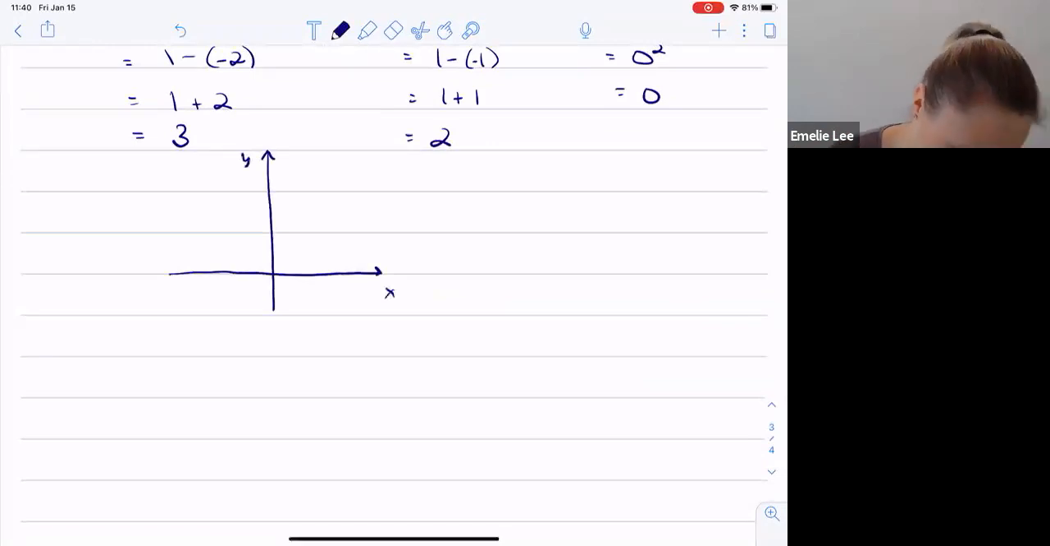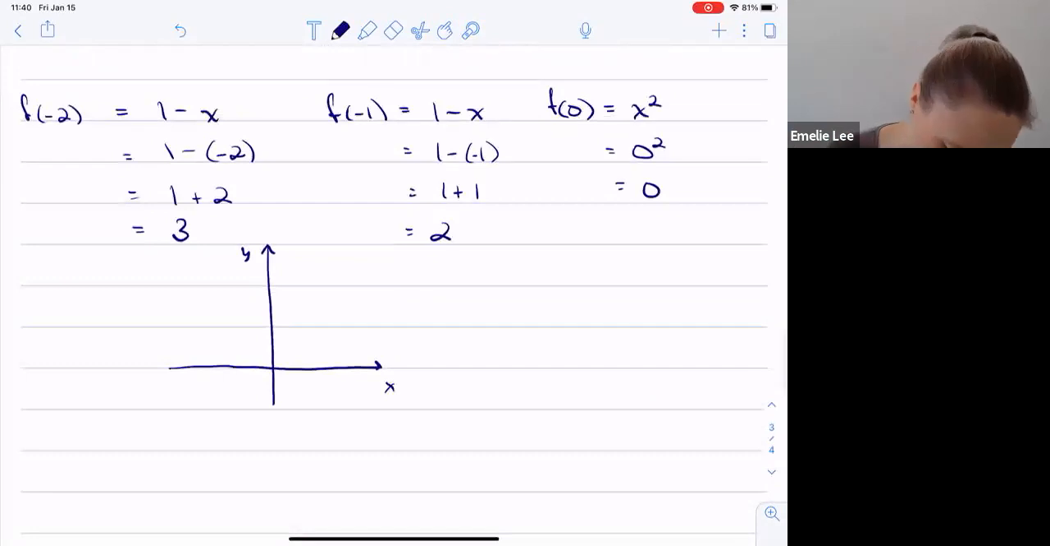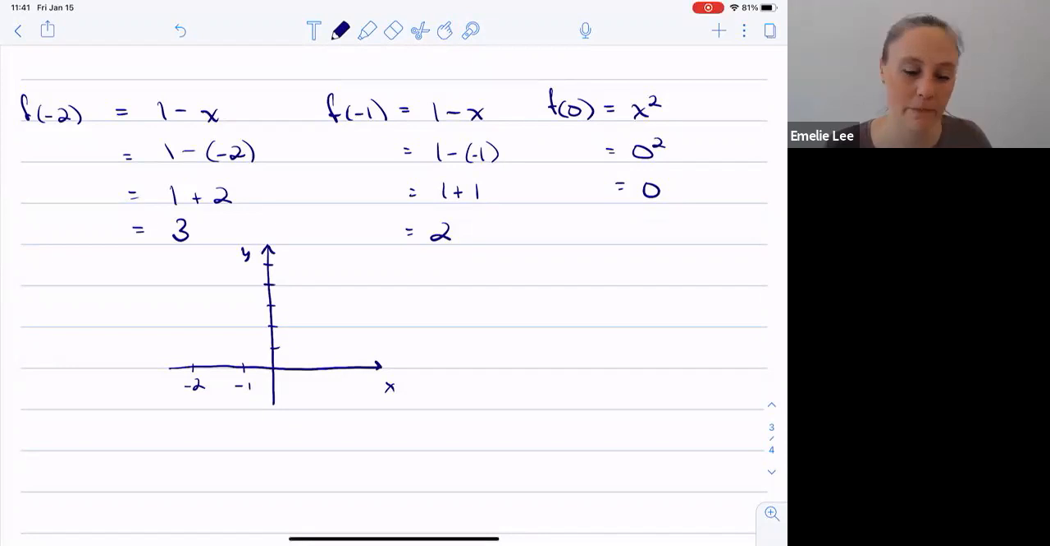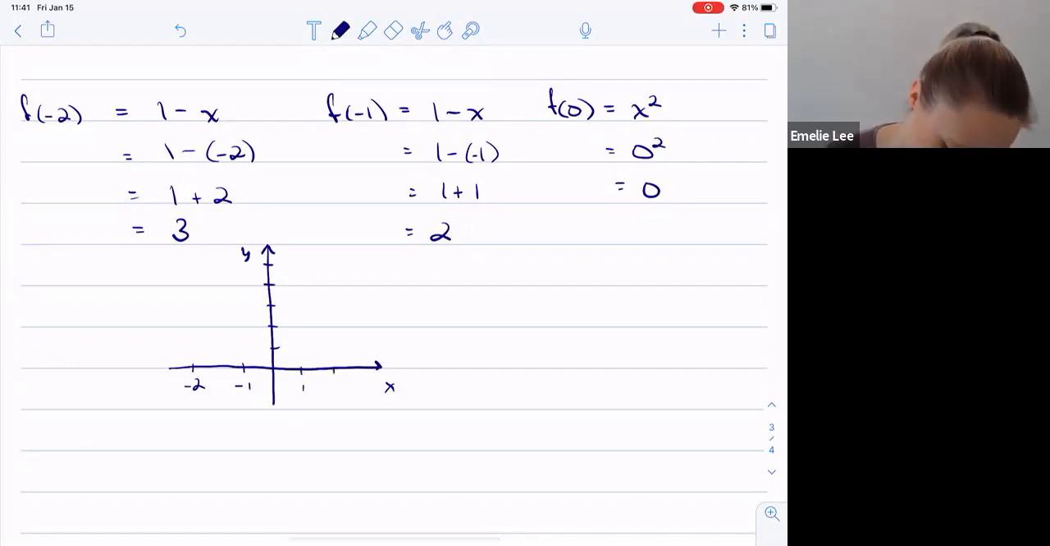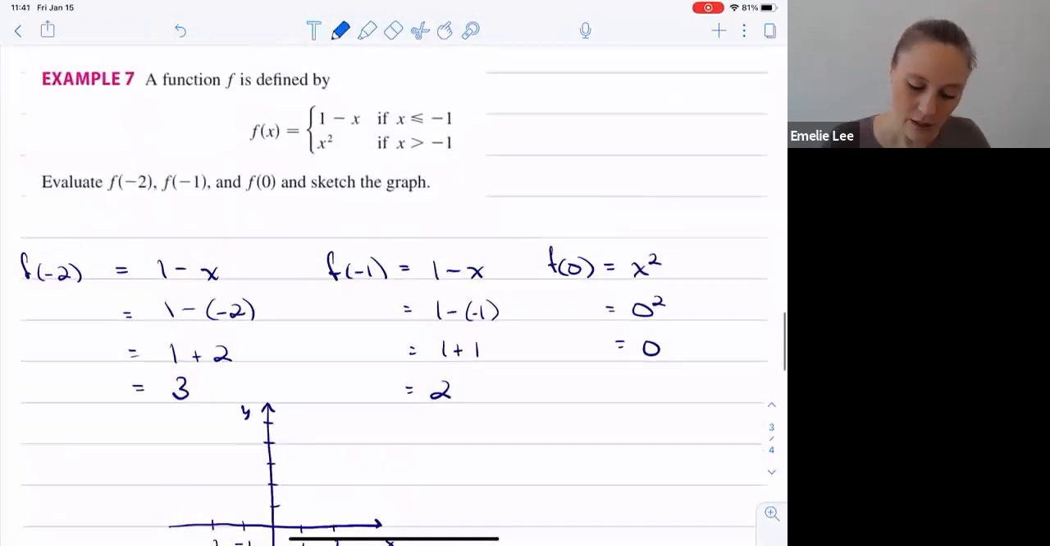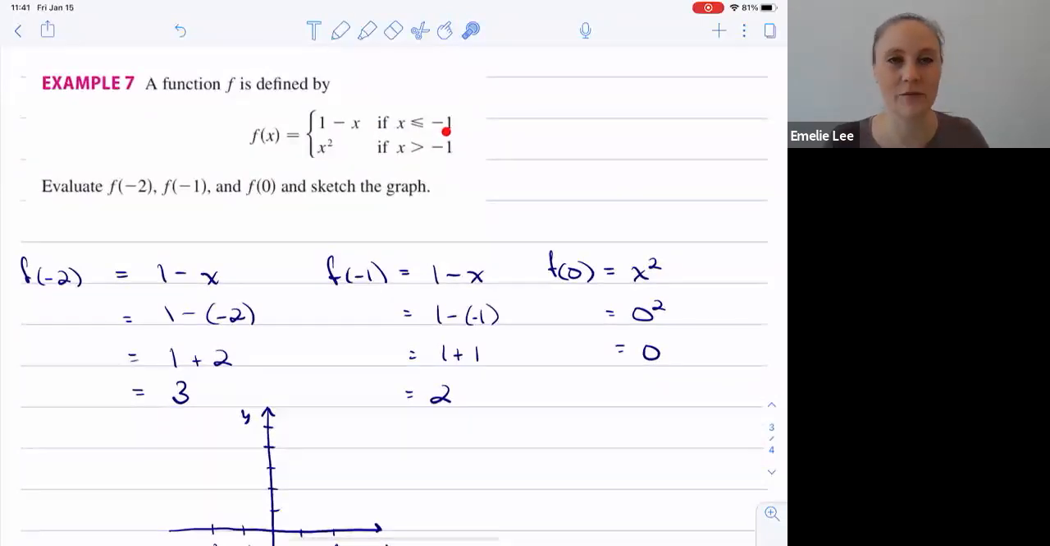So x and y, here's my graph. First things first, I've got -1, -2. Not very good spacing, is it? 1, 2, 3, 4, 5. Let's see. I'll clean this up here. Move it a little bit closer. Okay. So the straight line goes from x less than or equal to -1, and we know what it is at -1. And so we know it's at 2.